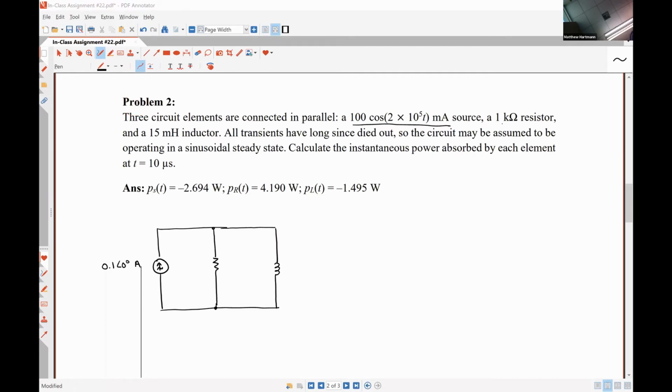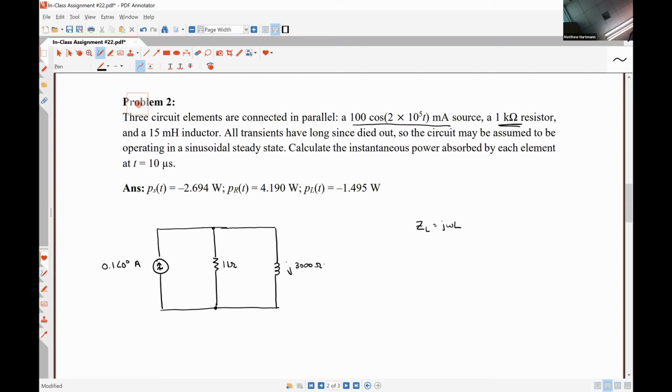What is the impedance of my 1 kilo ohm resistor going to be? One kilo ohm. Exactly right. So the impedance of a resistor is the resistor value itself, and the impedance of my inductance, L, is j omega L. So that means we're going to have, let's see, times 10 to the 5, so 200,000 times 15 times 10 to the minus 3. So this will be a j3000 ohm impedance.